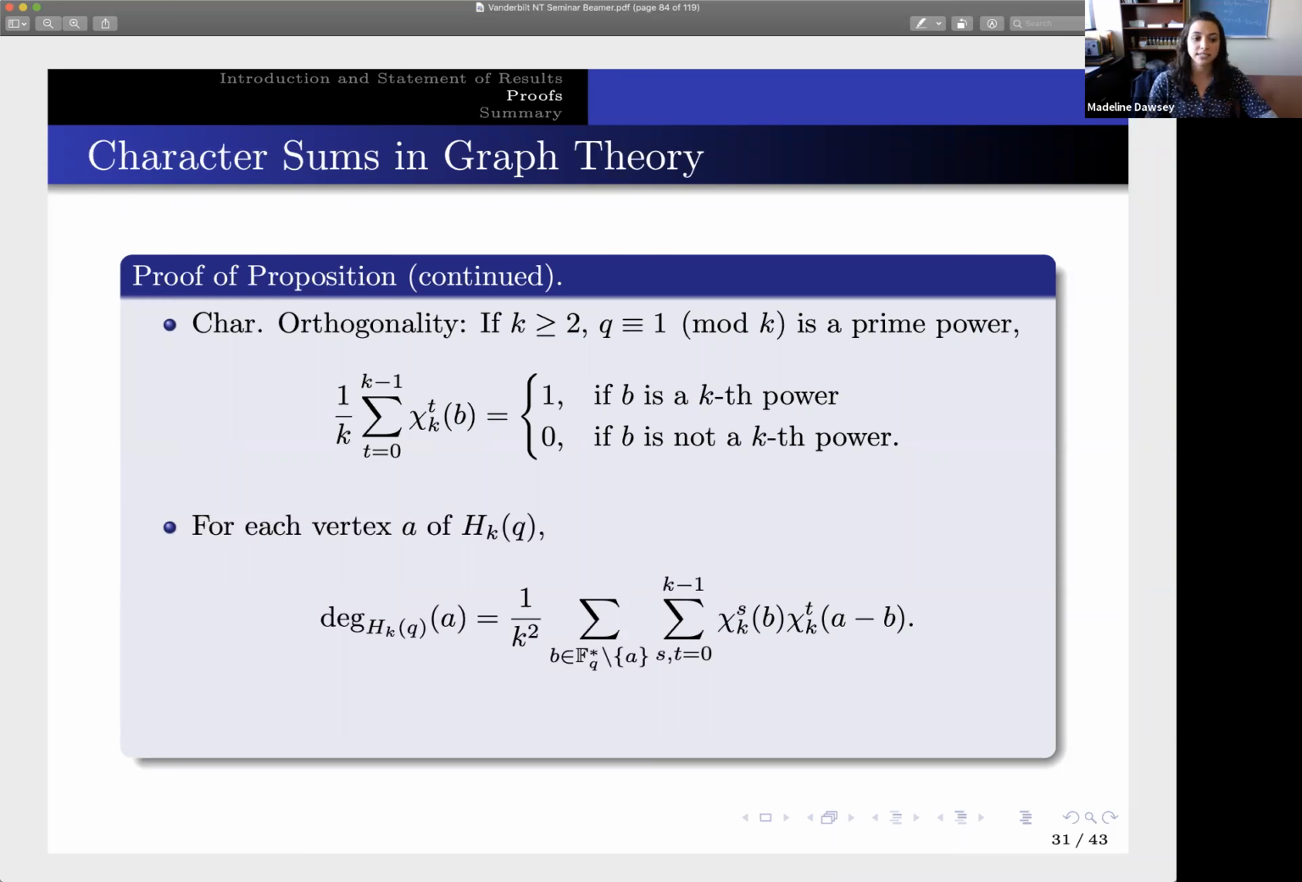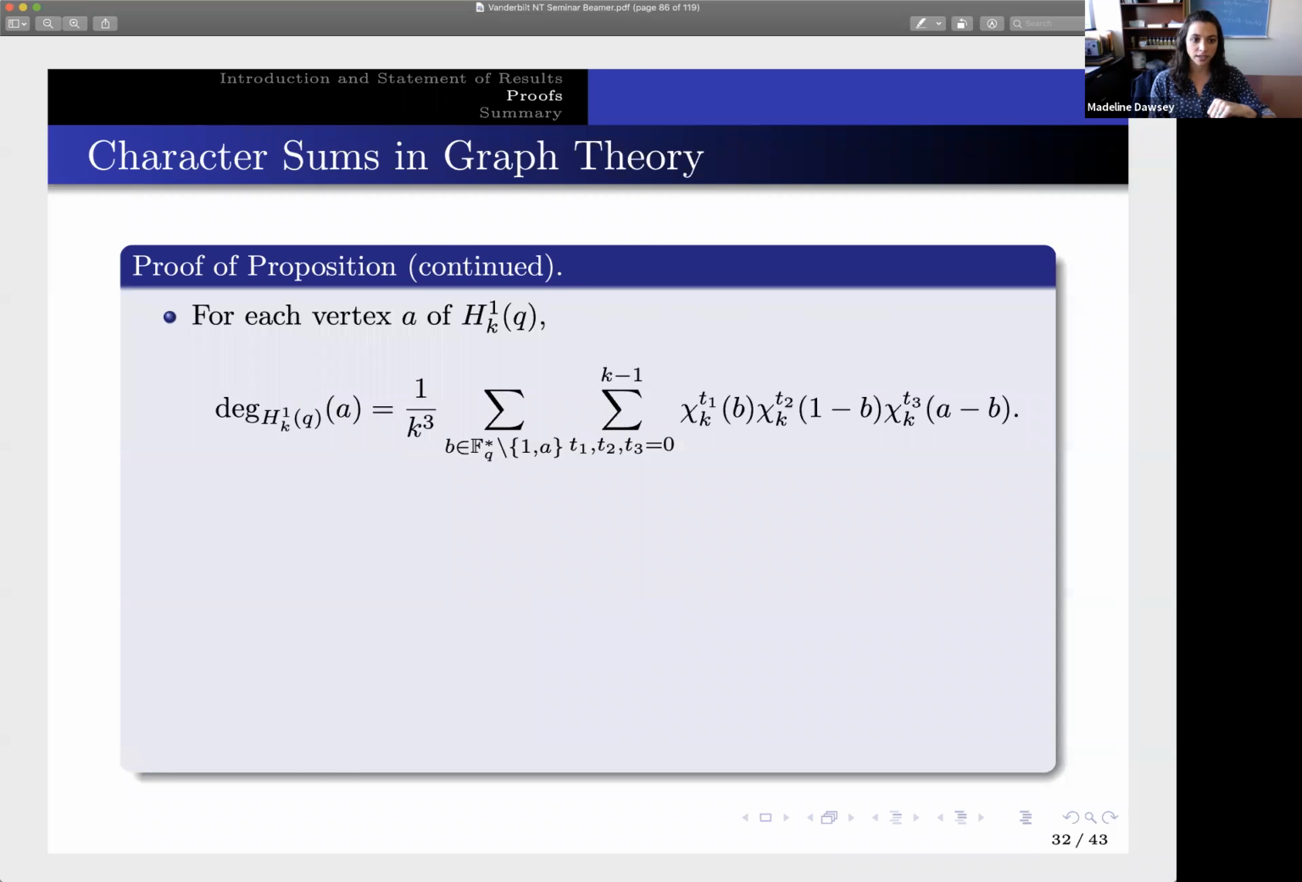So you can use this to calculate the degree of any fixed vertex A in hk of q. So the degree is the number of edges coming out of it. And so if you use this character orthogonality, then you can write that as the number of other vertices that are quadratic residues, meaning you need this chi k of b here, that are also connected to A. So you need A minus B here as well. Okay, and we need the 1 over k squared because we've used the orthogonality here to write these. And that you can write in terms of Jacobi sum. So this here, the sum of these two characters applied to B and A minus B, that looks just like a Jacobi sum.